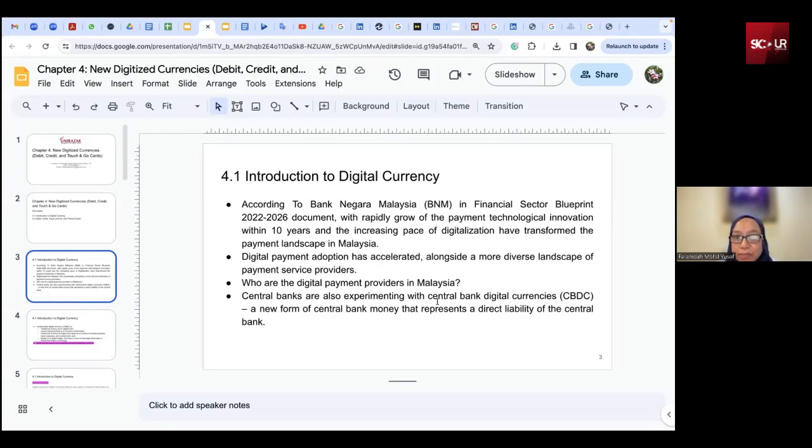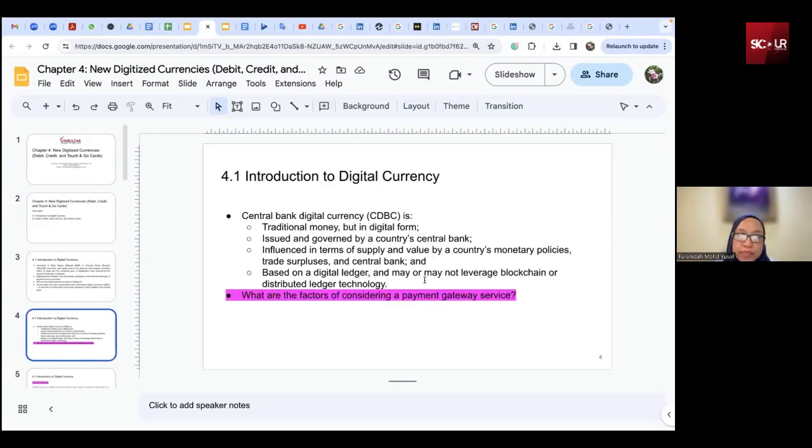Central banks are also experimenting with central bank digital currency, a new form of central bank money representing the direct liability of the central bank. This is the definition of digital currency by CBDC. It is traditional money, but in digital form, issued and governed by a country or central bank. It is influenced in terms of supply and value by a country's monetary policy, such as trade surpluses and central banks. It is based on a digital ledger and may or may not leverage blockchain or distributed ledger technology.